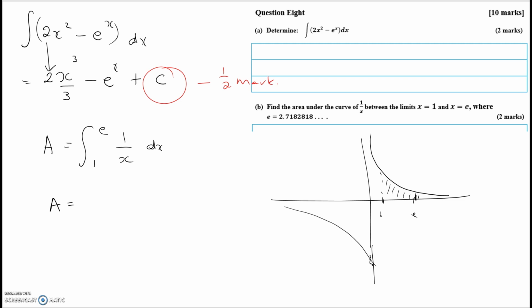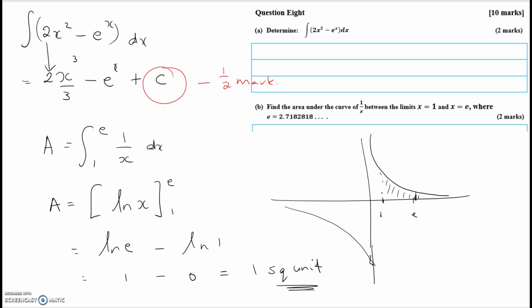Now the integral of 1 over x is natural log of x, and we're going to do that between e and 1. So we need to find the natural log of e and subtract from that the natural log of 1. Okay, the natural log of e is 1, natural log of 1 is 0, so it equals 1. Don't forget to put some sort of indication of units.